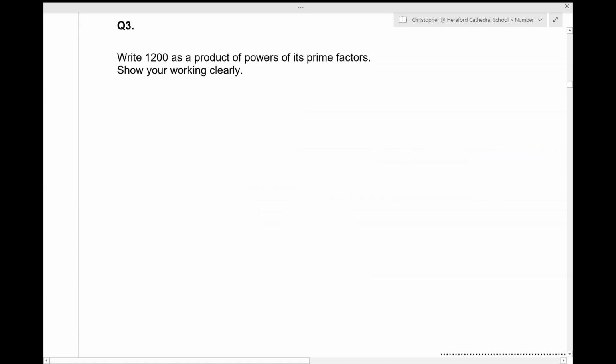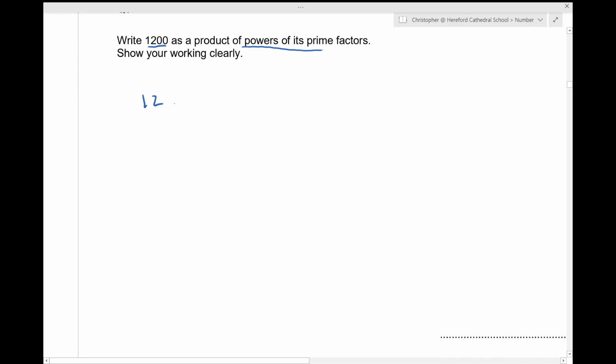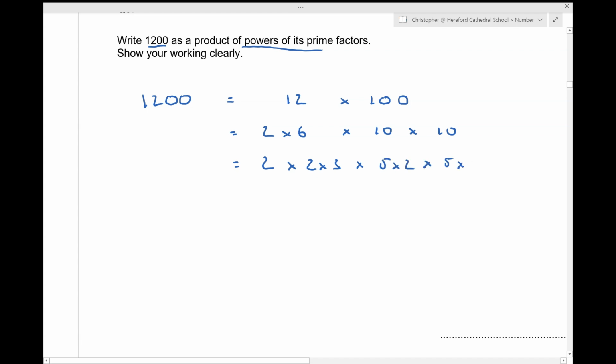Question 3, 1200 as a product of powers of its prime factors. Now you can use a tree. Of course you can. I'm going to write 1200 as 12 times 100. And I'm going to write the 12 as 2 times 6, and the 100 as 10 times 10. Now I'm going to leave the 2 because it's prime. The 6 is 2 times 3, and the 10 is 5 times 2, and the 10 is 5 times 2. So now I can see that 1200 is 2 to the power of 4 times 3 times 5 squared. But of course, you can use a factor tree if you want to.